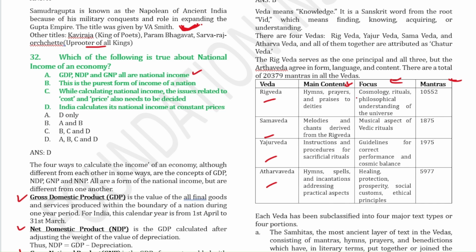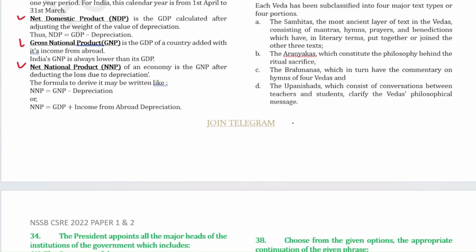In total there are 20,379 mantras. You can go through this table. This table is important. Each Veda has been subclassified into 4 major text types or 4 portions: the Samhitas, the Aranyakas, the Brahmanas, and the Upanishads. You can go through these points also.